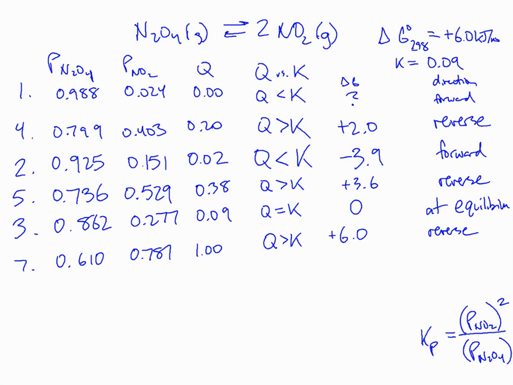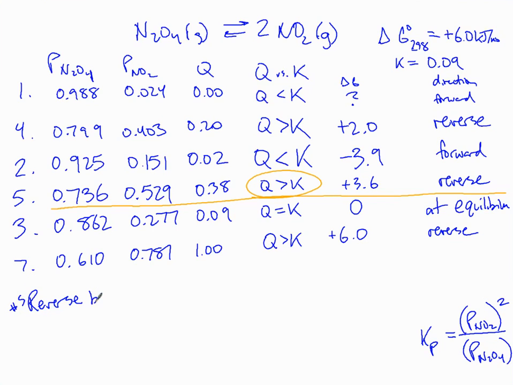So we're looking at trial number 5. How do we know which direction it will be favorable in terms of Q? We're relating Q with delta G, and since Q is greater than K, that tells us it is thermodynamically favorable in the reverse. So you can write this down.